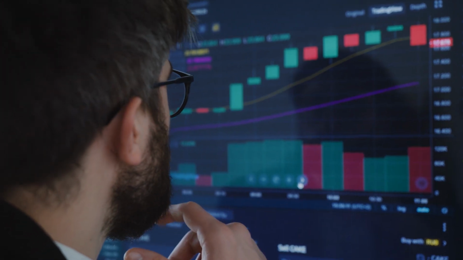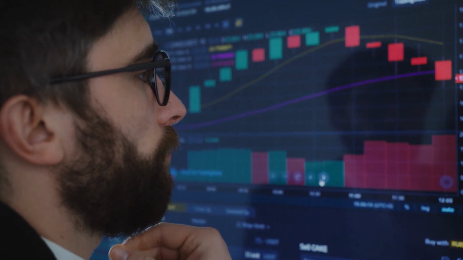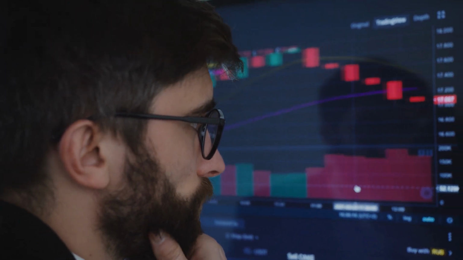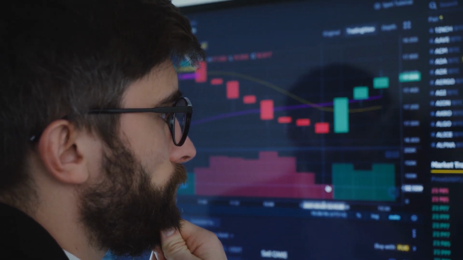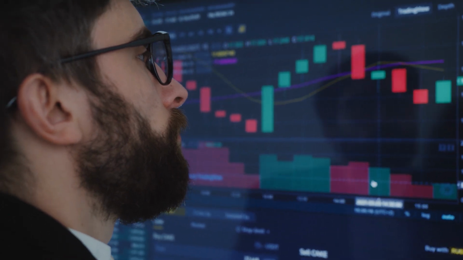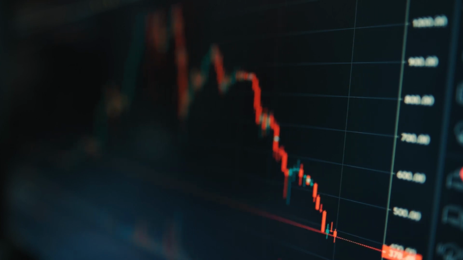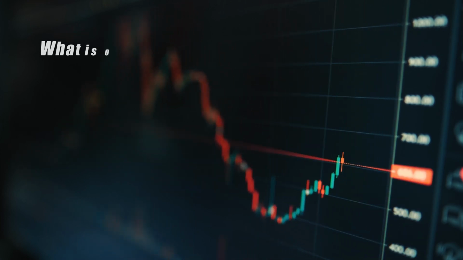Ever looked at a stock market chart and wondered, what's the story behind those green and red candles? Believe it or not, each candle on the chart is like a tiny diary entry of market activity during a specific time. Understanding these candles is the first step toward mastering stock trading.